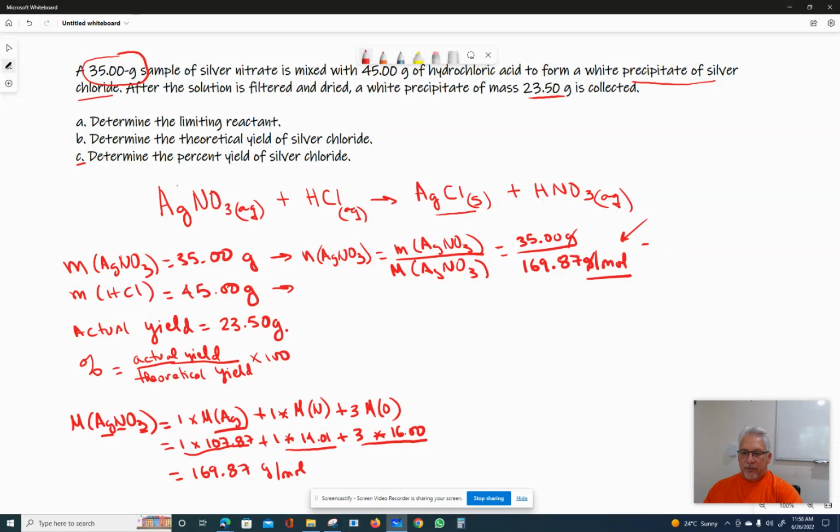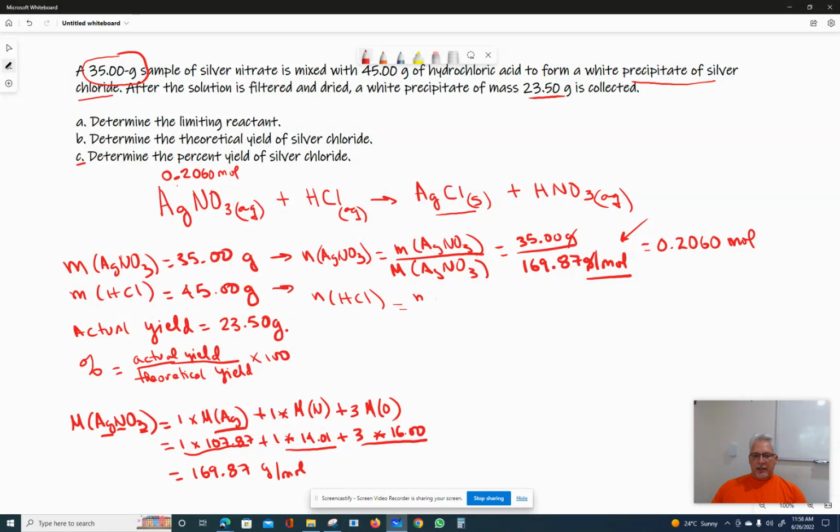Okay, next thing is dividing both. So I'm going to use my calculator for that. I'm going to divide 35.0 over 169.87, and I got the following answer. We are using 4 fixed here, so let me answer using 4. That will be the moles that I have for silver nitrate here, 0.2060 mole.